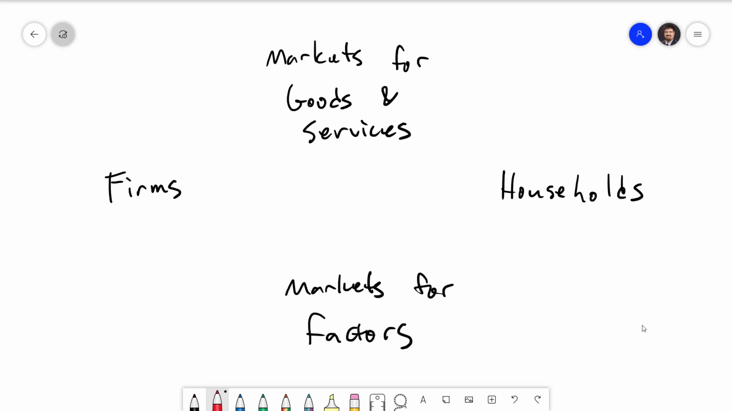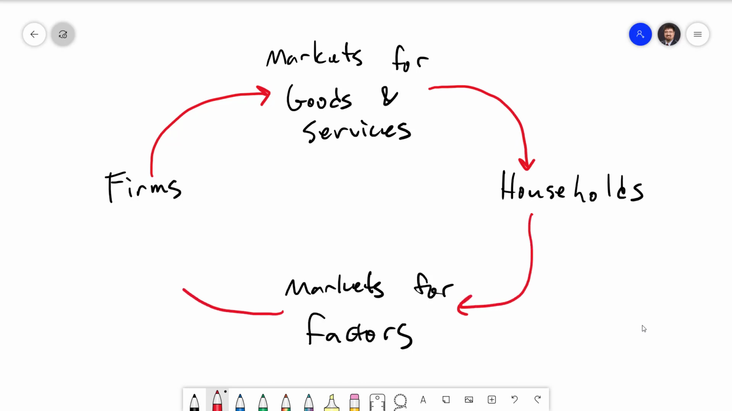I'm going to use a red line to show the flow of things. We know that households buy goods and services, so they're going to go into the market for goods and services, buy those. We know that the goods and services are produced by firms, so firms are going to sell goods and services in the market for goods and services to the households. Households own the factors of production, so they're going to bring those into the market for the factors of production, which are going to be bought by the firms.